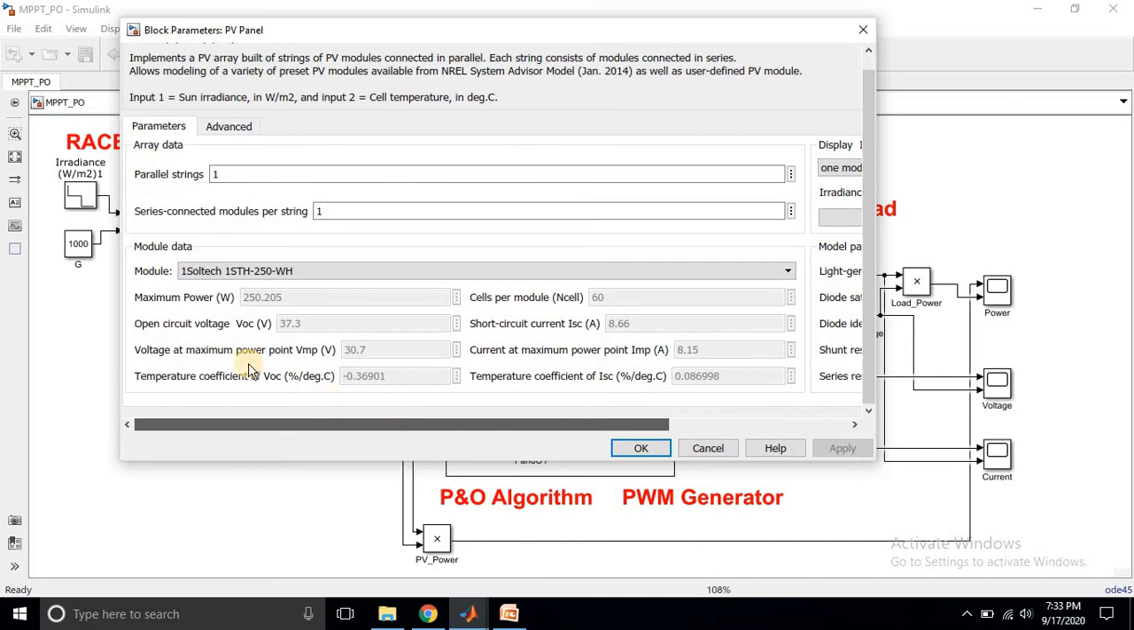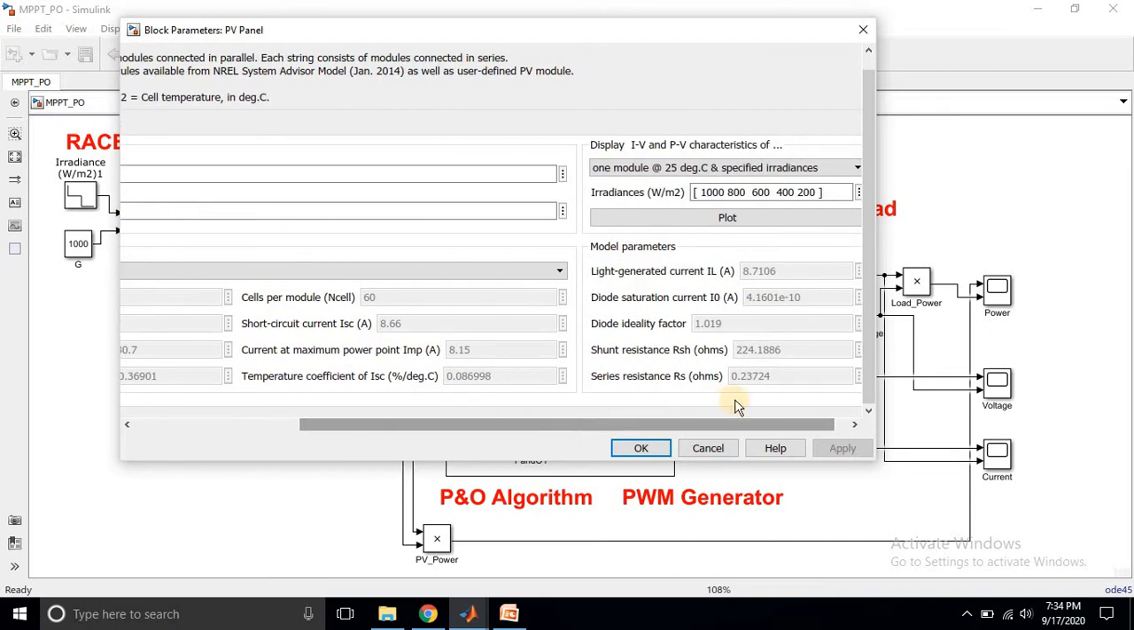The maximum power of that PV panel is around 250 watts, the open circuit voltage is around 37.3, the voltage at maximum power point is 30.7, the short circuit current is 6.66, and the current at maximum power point is 8.15. Here I am going to use one parallel and one series string. I'm going to use only one panel for testing the P&O algorithm.